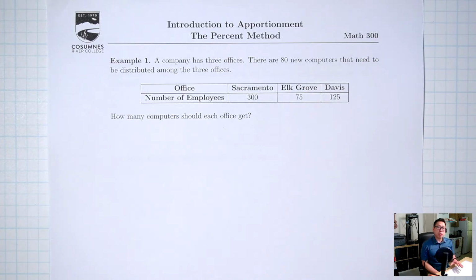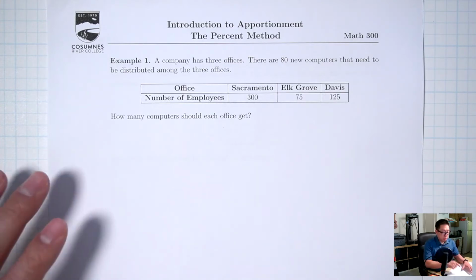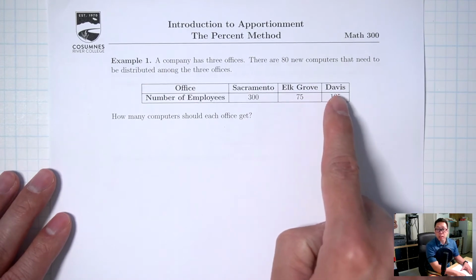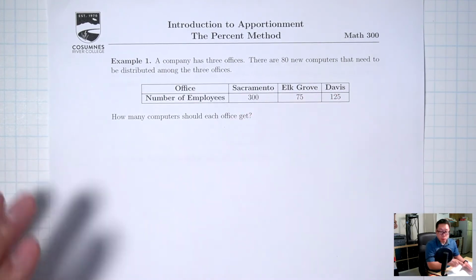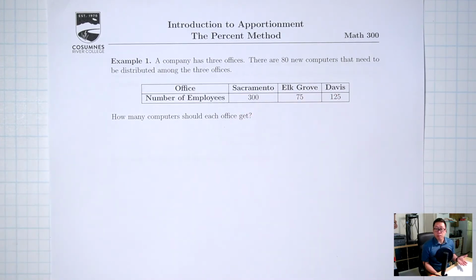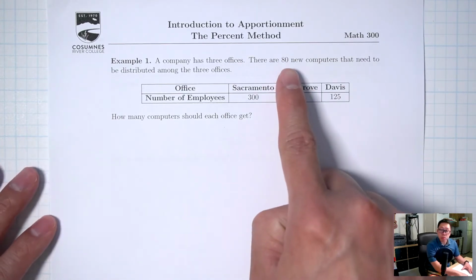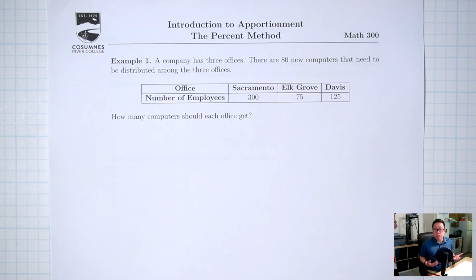Today we're going to introduce the idea of apportionment, and I'm going to introduce it using this first example. In this example, we have a company that has 3 offices, one in Sacramento, one in Elk Grove, and one in Davis. The numbers here represent the number of employees each office has. And the situation we find ourselves in is we have 80 new computers. Question is, how many computers should each office get?